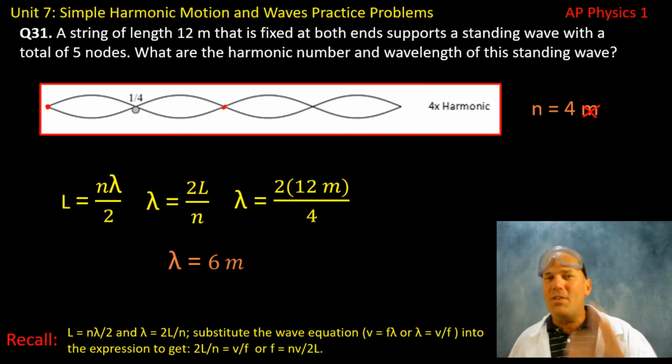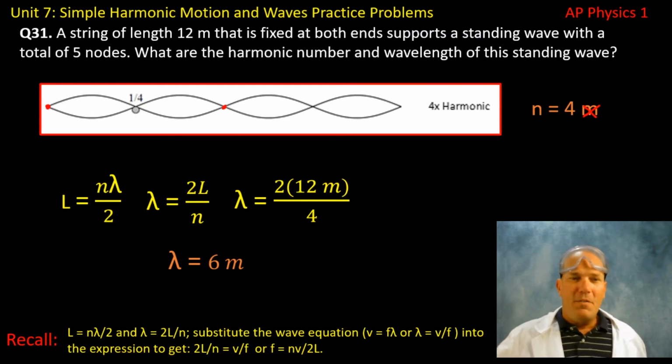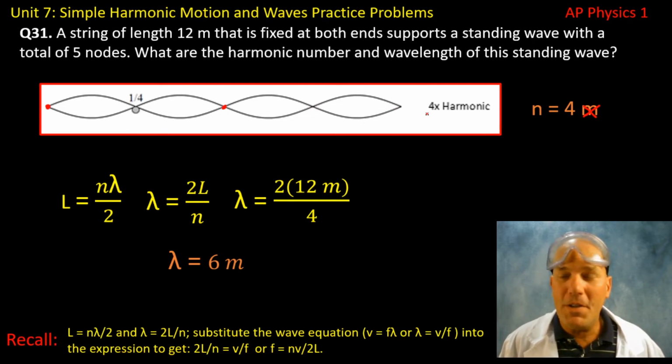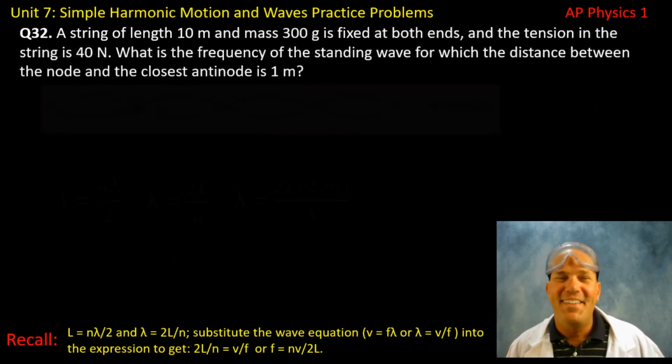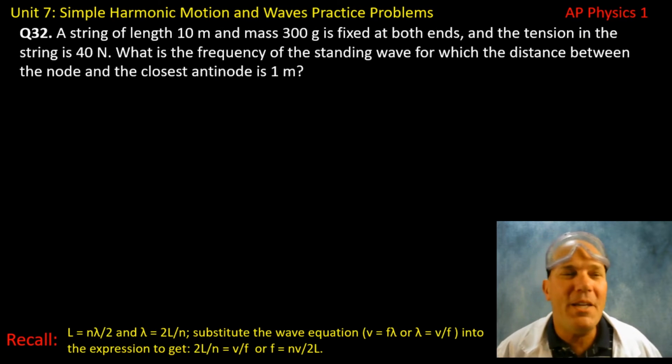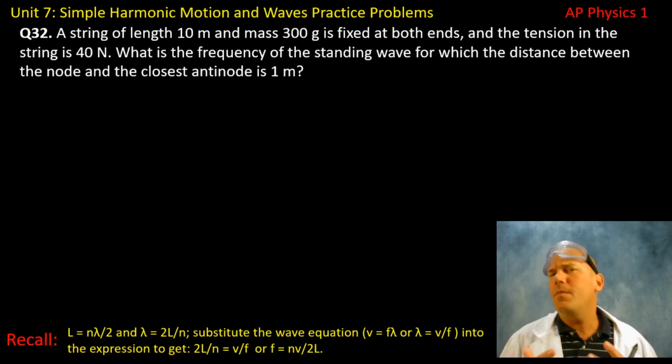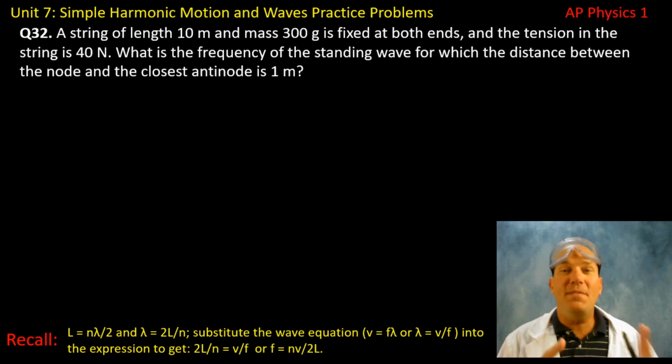You can also look at the node-to-node difference. From node to node, we have a distance of 3 meters, 6 meters, 9 meters, 12 meters. However you want to do it, I'm good with that. In question number 32, we have a string of length 10 meters. A mass of 300 grams is fixed at both ends.